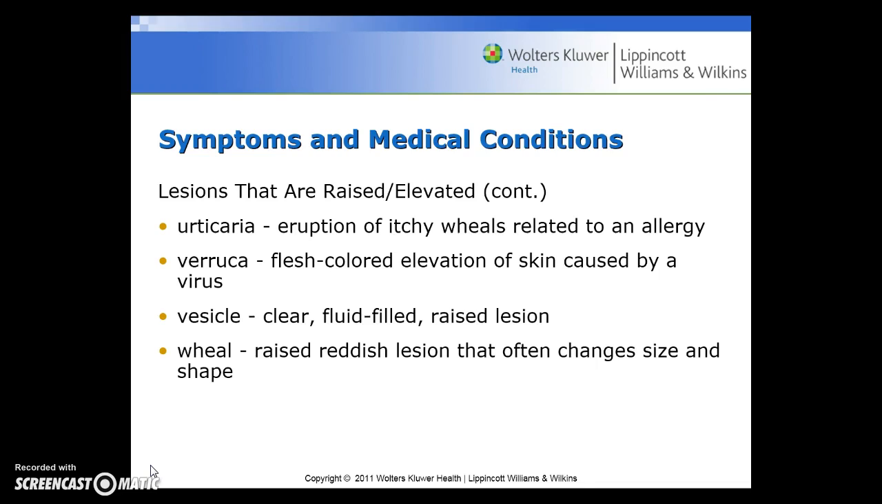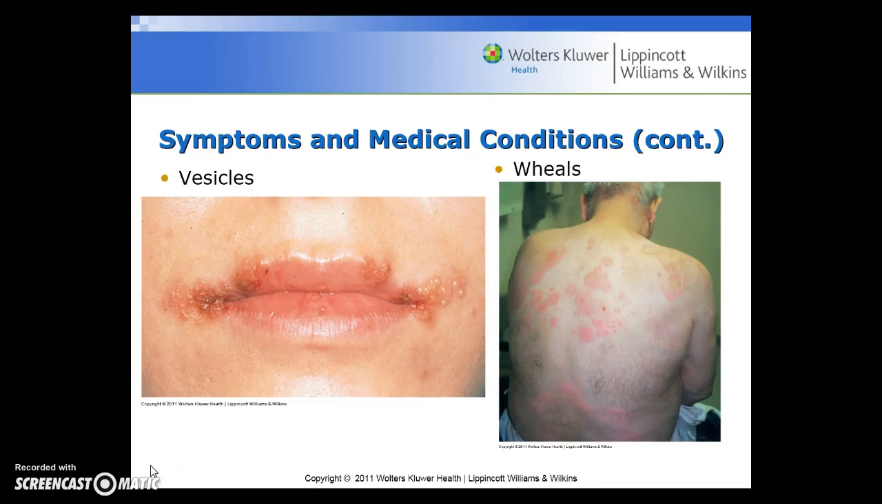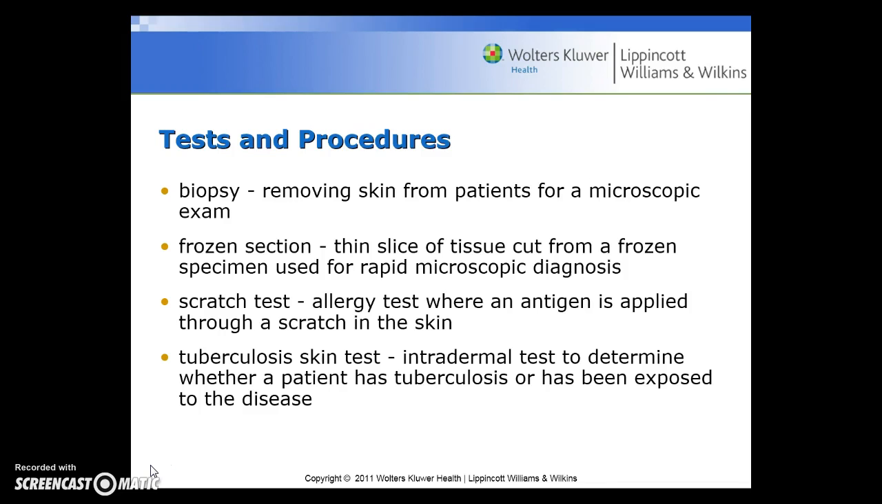Verruca is the flesh-colored elevation of skin caused by a virus. A vesicle is a clear fluid-filled raised lesion. A wheal is a raised reddish lesion that often changes in size and shape. So on the left is the picture of the vesicles, and on the right is a picture of something described as wheals.